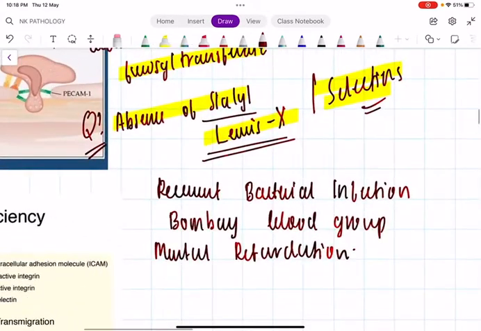What are the clinical pictures? I told you, in LAD type 1 there will be gingivostomatitis, recurrent skin infection, and delayed umbilical cord separation. That is classical. They will give a history, and the keywords to search for are delayed umbilical cord separation and Bombay blood group. If it is delayed umbilical cord separation, you can straight away go for LAD type 1. If it is Bombay blood group with recurrent bacterial infection and mental retardation, you can go for LAD type 2: sialyl Lewis X absent, selectin deficiency, inhibition of rolling.